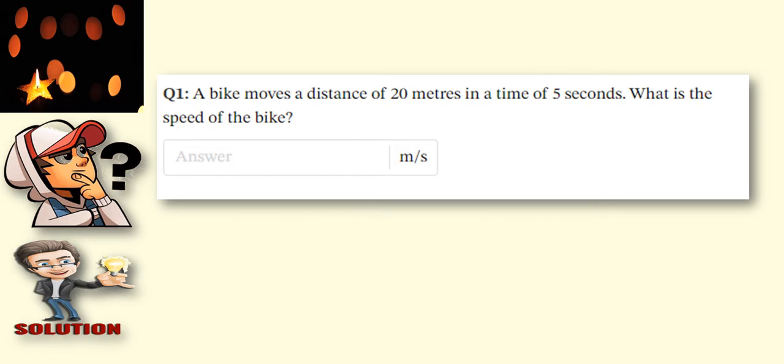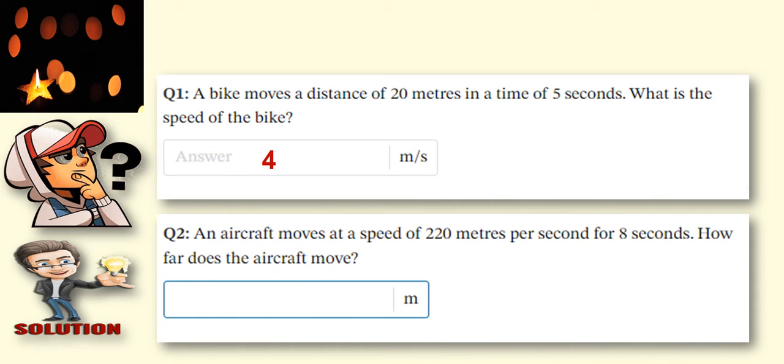Question number 1. A bike moves a distance of 20 meters in a time of 5 seconds. We have distance in meters and time in seconds, so the units are consistent. What is the speed of the bike? The rule says that speed equals distance over time. So we divide 20 meters by 5 seconds, and the result will be 4 meters per second. I think it's an easy question.